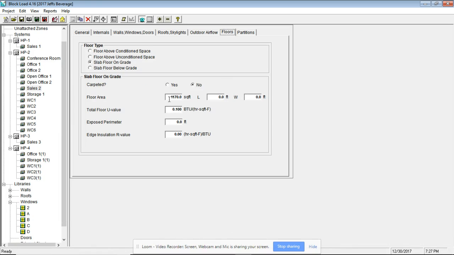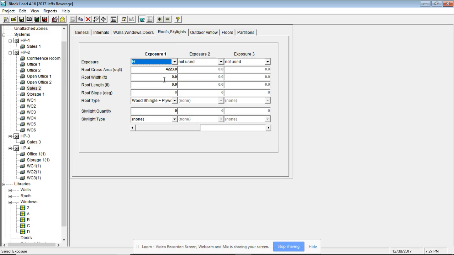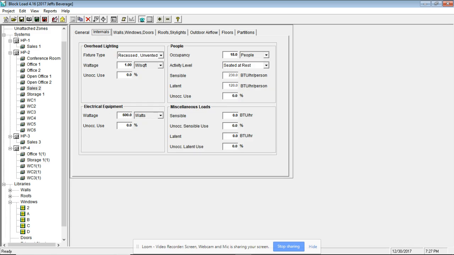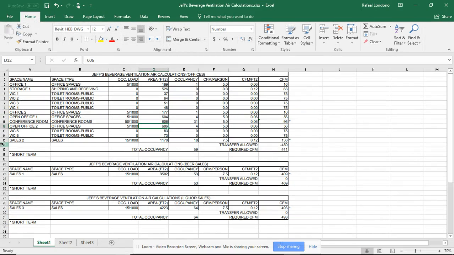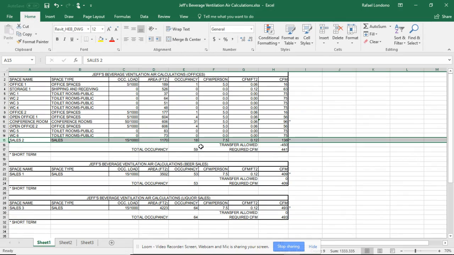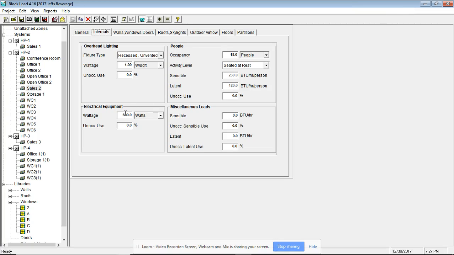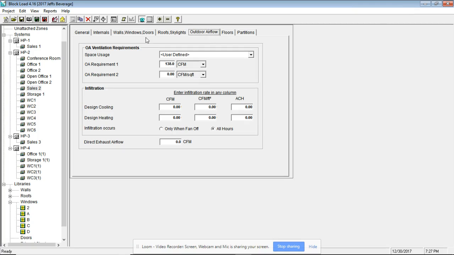Sales number 2, 1,170 square feet. It has a floor that's 1,170 square feet, and when we look at the roof, it shows a roof, but I'm gonna have to delete it because, as I mentioned, it's on the first floor of a 2-story building, and the second floor is conditioned, so there's no exposure here. Internals, there's 18 people in there, possibly. Sales 2, 18 people and 138 CFM. We're gonna say there's 3 computers, and the outdoor airflow 138 CFM.